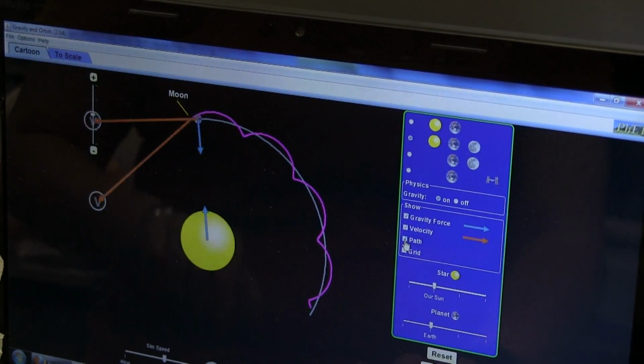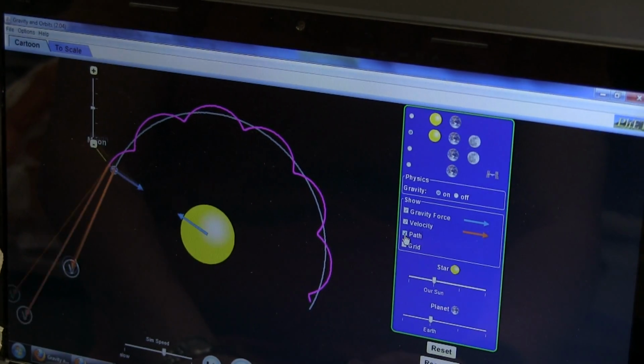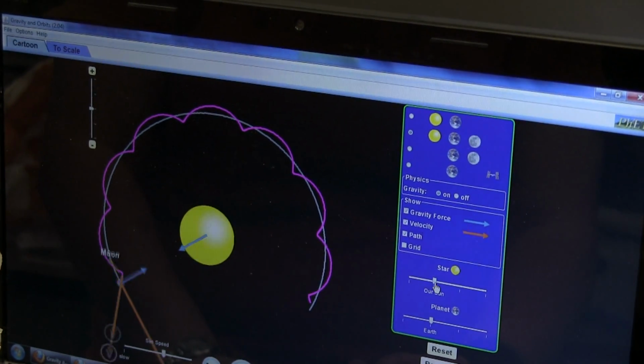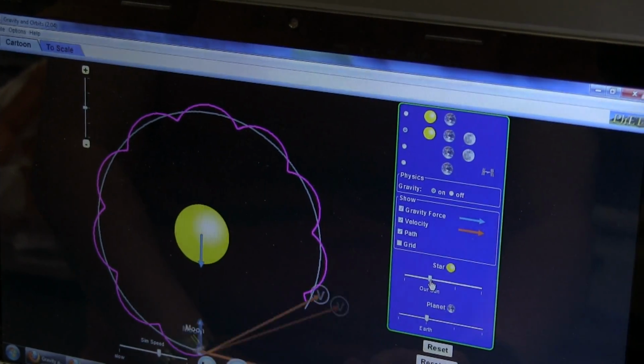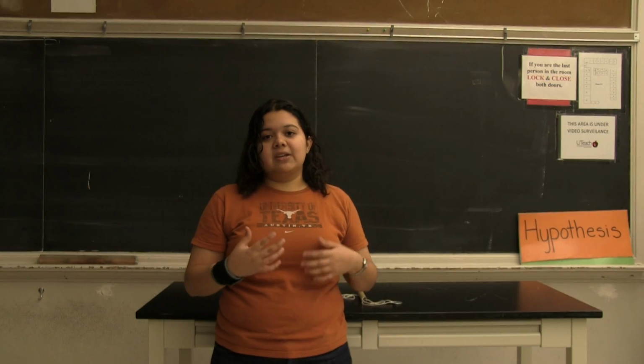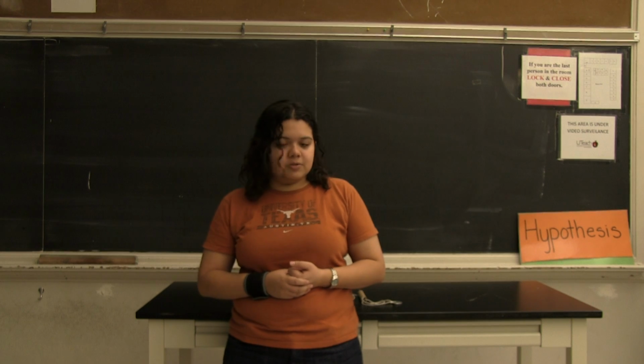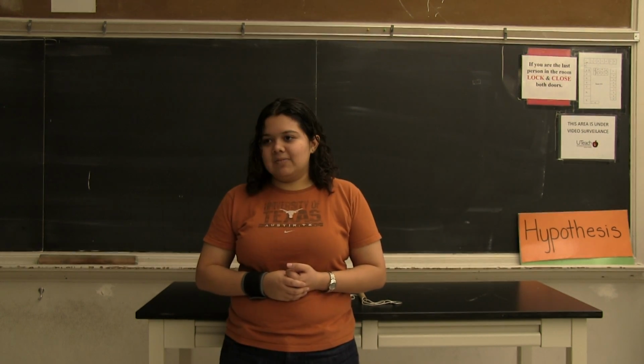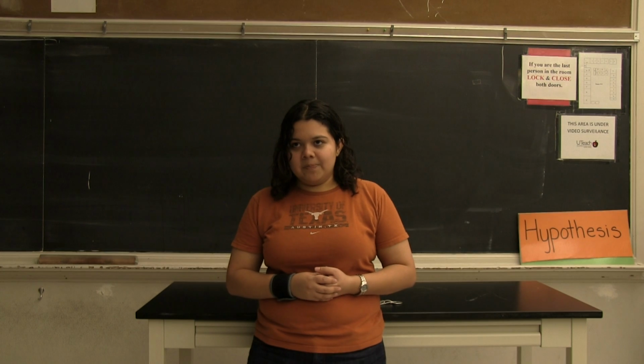You can also add in a moon, see how the moon revolves around the Earth, and see how its orbit would be affected if there were changes in size in each of them. And the students can make different observations about these changes in orbit and how gravity affects them. What are the forces that are going on?